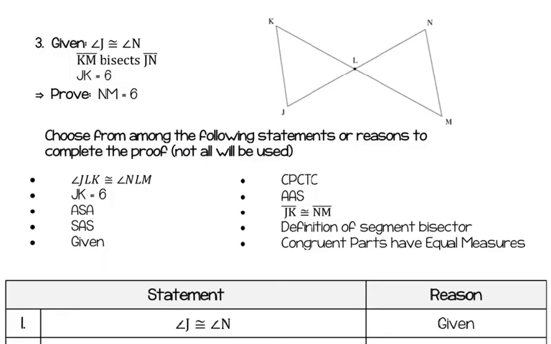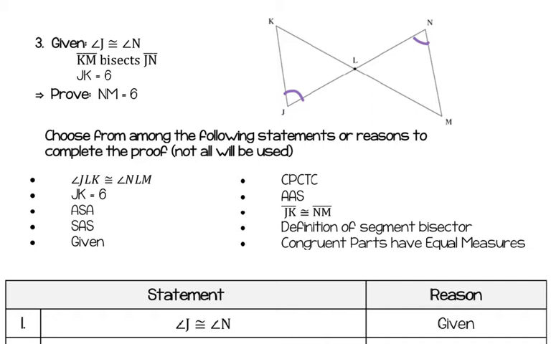Okay, note number 3. Again, this is one of the ones where you fill in the blanks. I'm going to give you all the statements and reasons and everything, and you're going to figure out where they go in the proof. So the first thing we want to do is look at what we're given and mark up our picture. It says angle J is congruent to angle N. So I'm going to mark that.